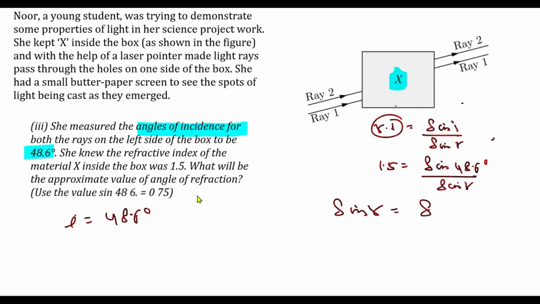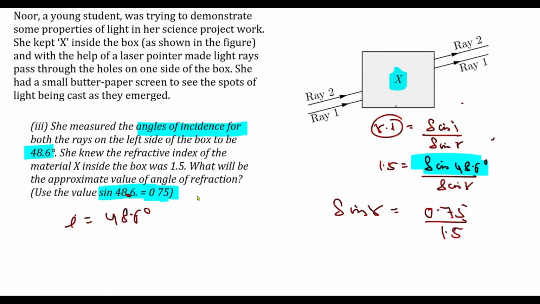One more thing. The value of this is given to you, right? The value of sine 48.6 is this. There is a printing error. The degrees are over here, the decimal is over here. So I can replace the value, as you can see, with 0.75. Right. So what I'm doing is cross multiplication.